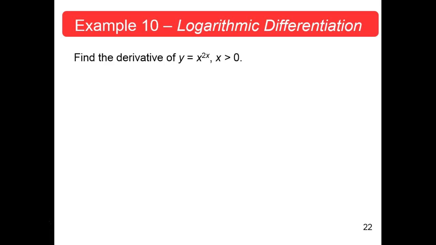We're in Chapter 3, Differentiation, 3.5, Implicit Differentiation, and we're combining two things here, Implicit Differentiation and Logarithmic Differentiation, and that's what we're doing with Example 10. So here's our problem.